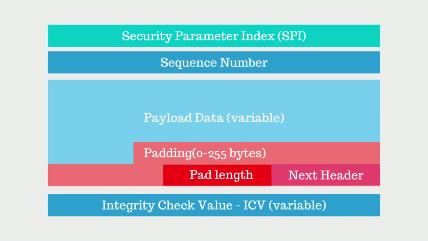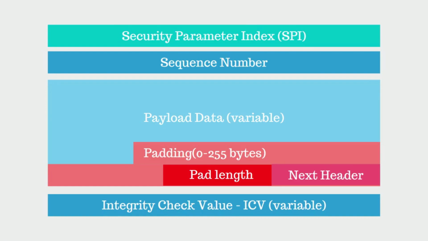Then comes the pad length. The pad length is of 8 bits. This indicates the number of pad bytes immediately preceding this field. Next comes the next header, which is again 8 bits in length. This indicates the type of data contained in the payload data field by identifying the first header in that payload. Example, an extension header in IPv6 or an upper layer protocol such as TCP.